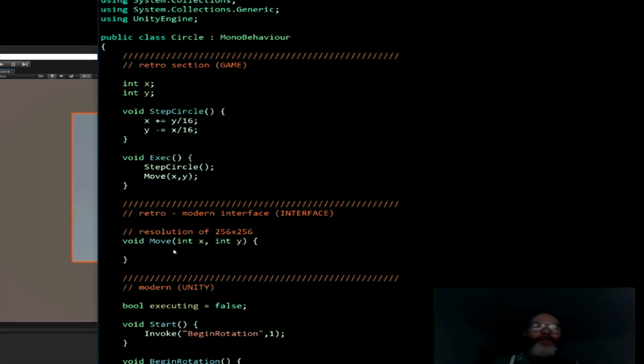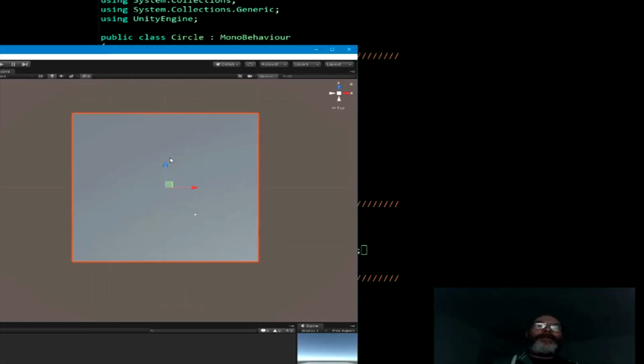Then as we look at this, it's still not quite working yet because we haven't finished our implementation of move. And that is where it gets interesting. So I'm going to say that move here has access to the transform. We're allowed to have Unity stuff in the interface layer. So transform.position equals new Vector3 x, 0, y, because I have a coordinate transformation which the interface layer is taking care of.